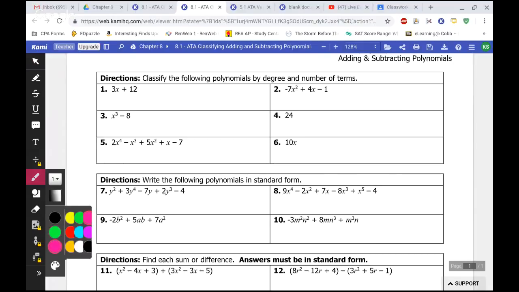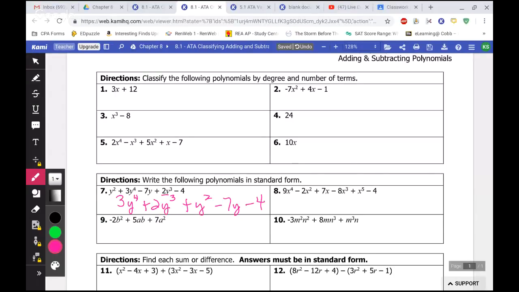So we'll do 3y to the 4th. And then the next highest degree is this 2y cubed, because that's a 3. Then the next one is y squared. And then the next one is the 7y, because that's an assumed 1. And then the final one is the constant. So that's the correct answer for that one.